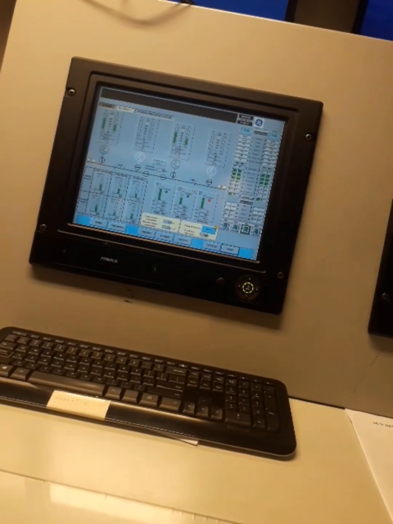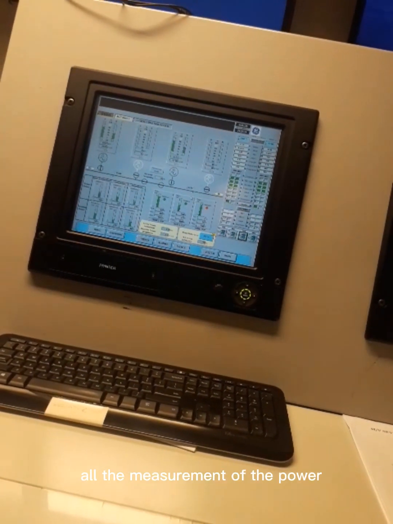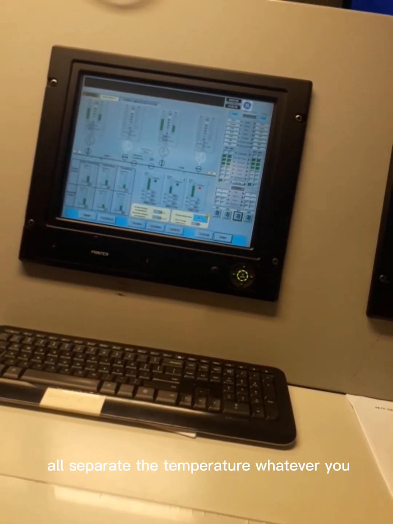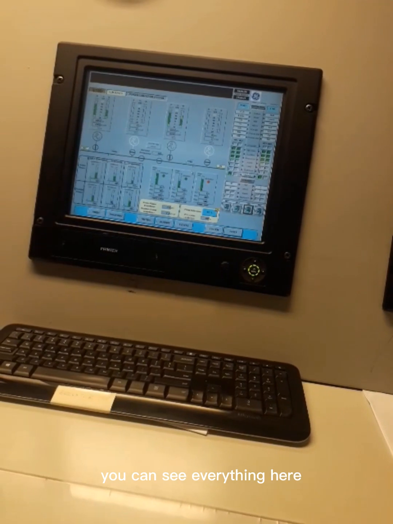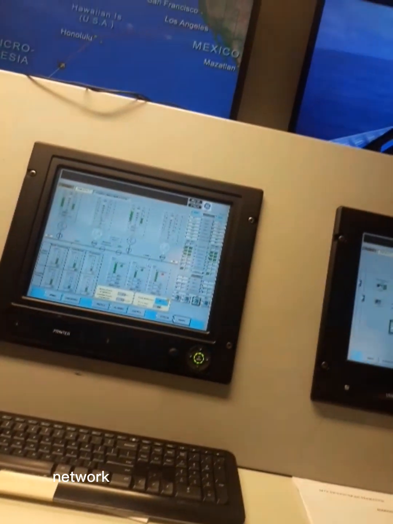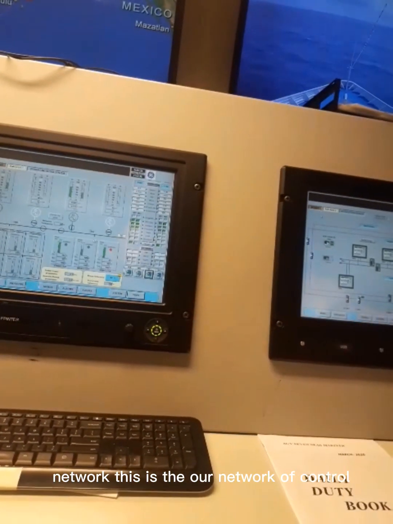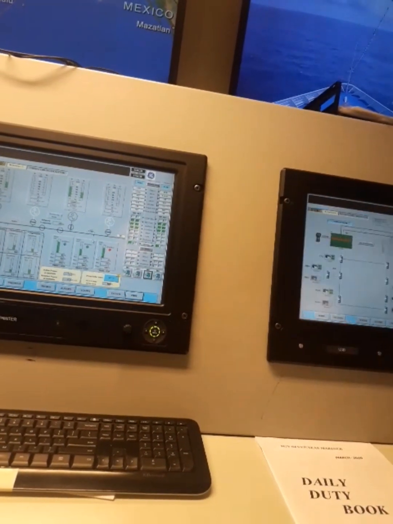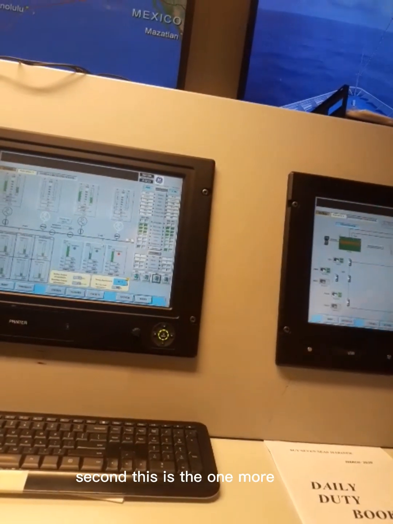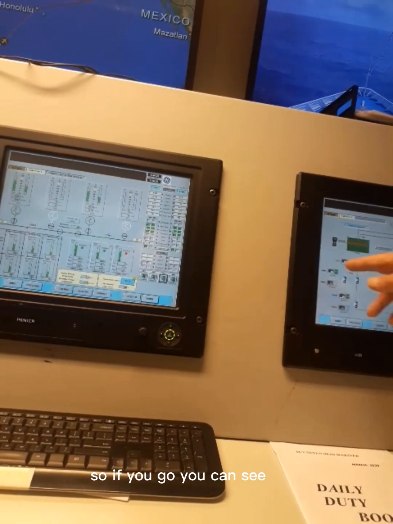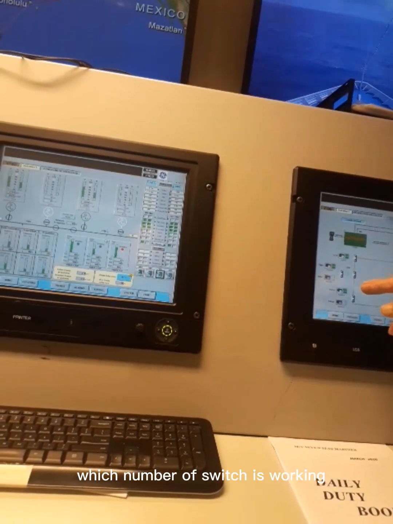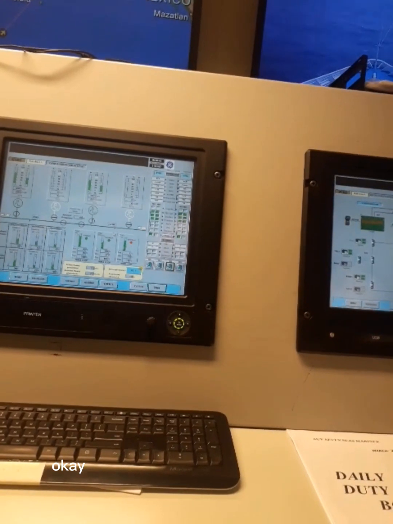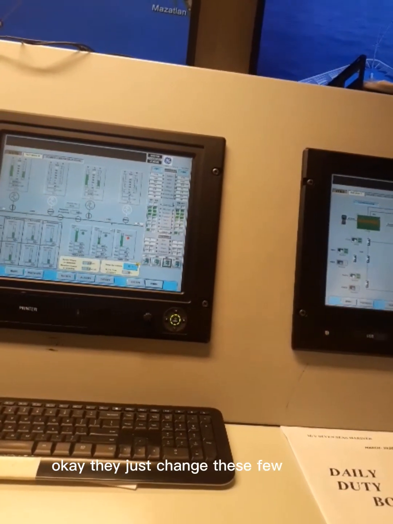And all the measurement of the power, all separately, temperature, whatever you like to check, you can see everything here. Network, this is our network of control. One second. This is the one, more details. So if you go, you can see which number of switch is working, which connection, where is going, okay? And then you just change. There is few function more.